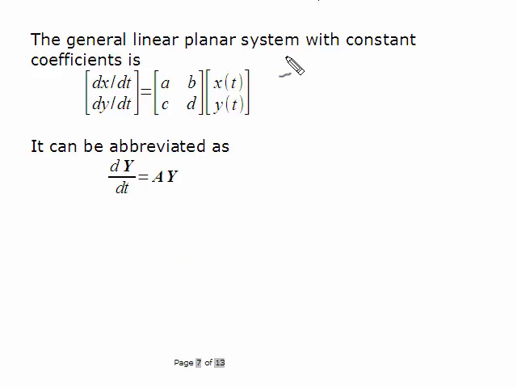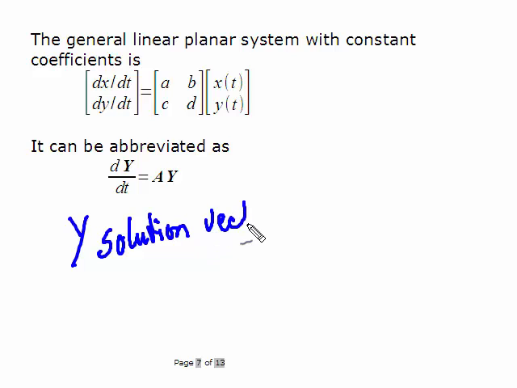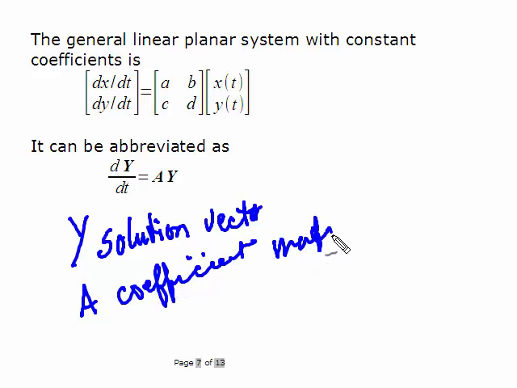Okay, so here's the y. Y is the solution vector. And A is the coefficient matrix. That's the notation. So here's A, it's really a matrix. Y is the solution vector, and dy by dt, of course, gives us our system.